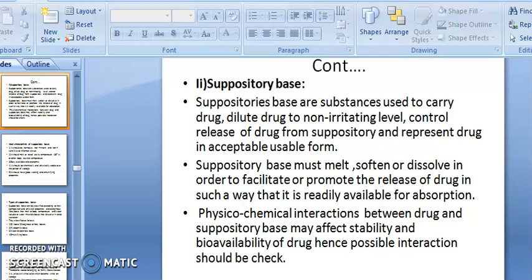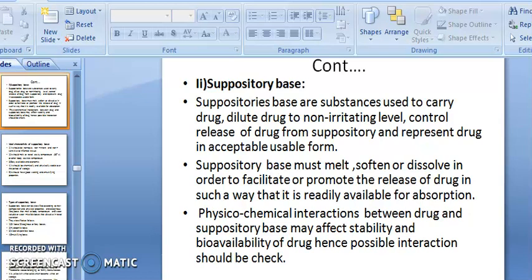Suppository base must be melted, softened or dissolved in order to facilitate the release of the drug in such a way that it is readily available for absorption. The selection of your base should consider that it should melt, it should soften, it should dissolve to facilitate the release of your medicament or drug, as well as good absorption.